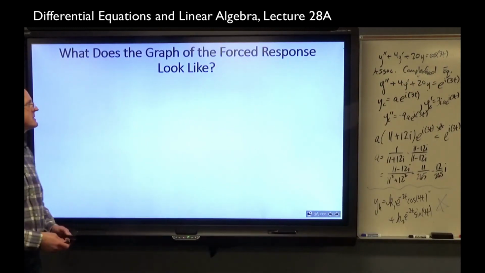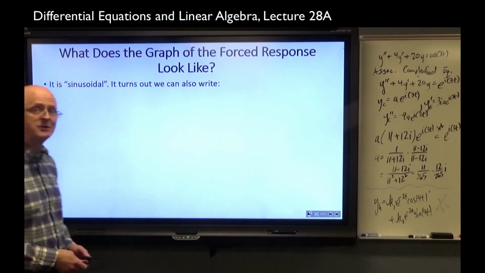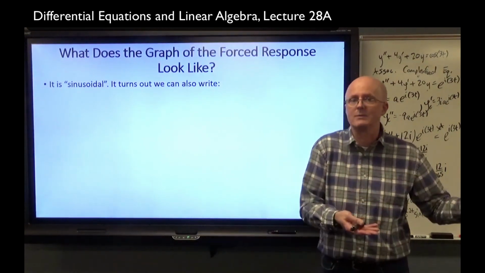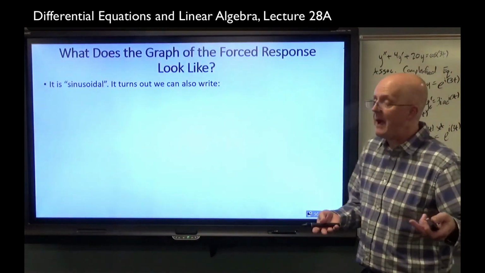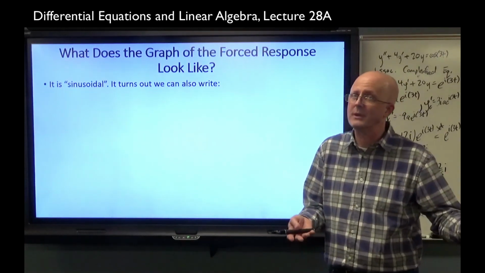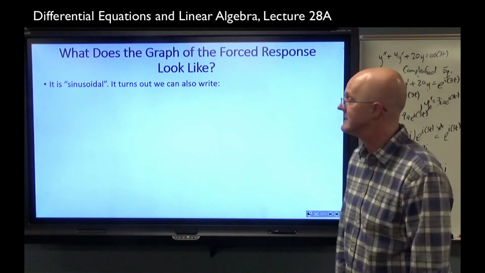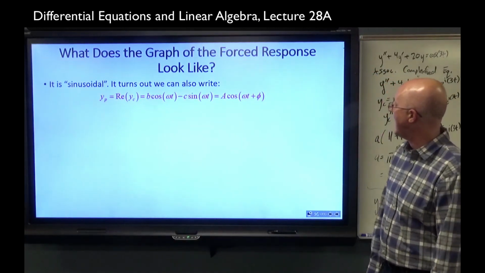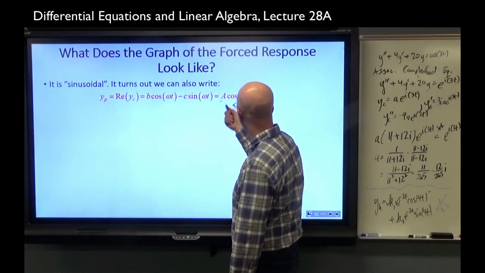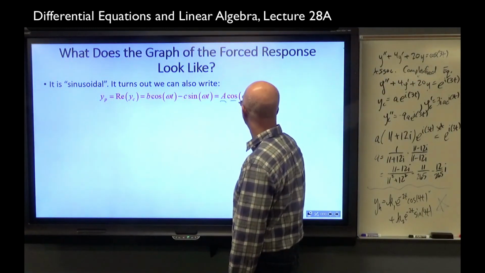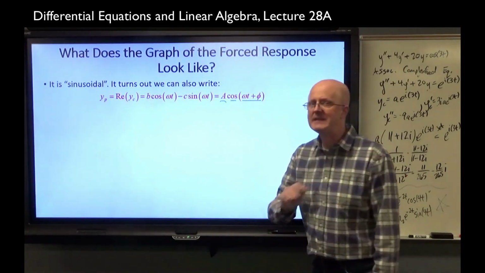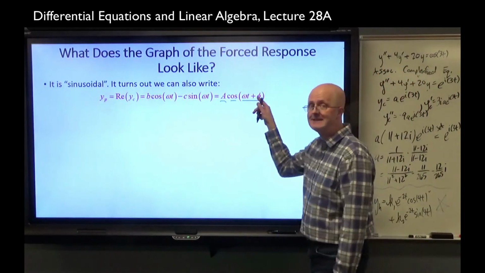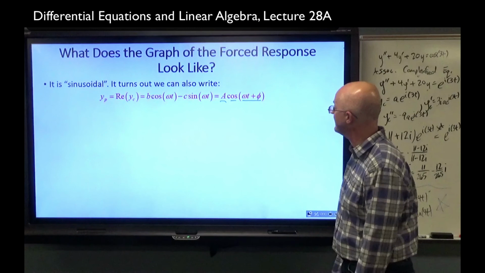What does the graph of the forced response look like? It is sinusoidal. We use the word sinusoidal for functions that are cosines, sines, or sums of cosines and sines, perhaps with a single frequency, perhaps with more than one frequency. I usually keep it to one single frequency when I'm talking about sinusoids. It turns out we can also write it as capital A times cosine of omega t plus phi. This phi is not a function phi like we've used before, it's a number. This is different than how we've used phi in this class before. It's not a function, this is a number.